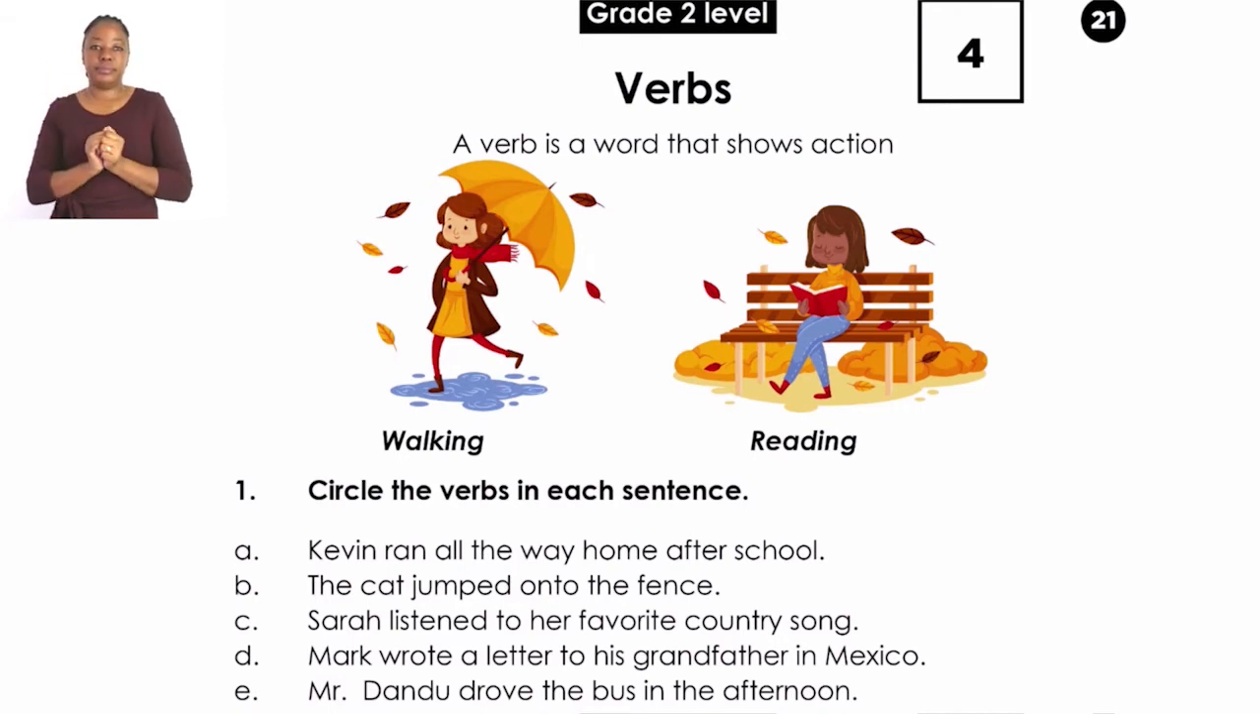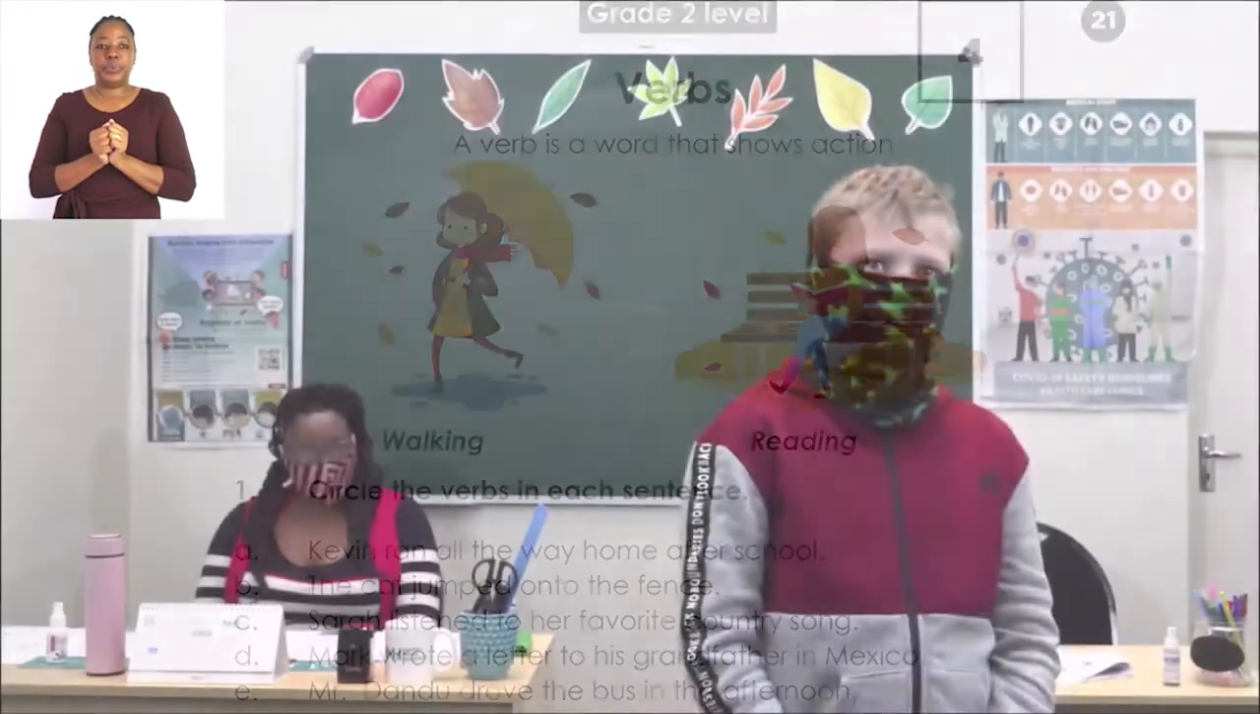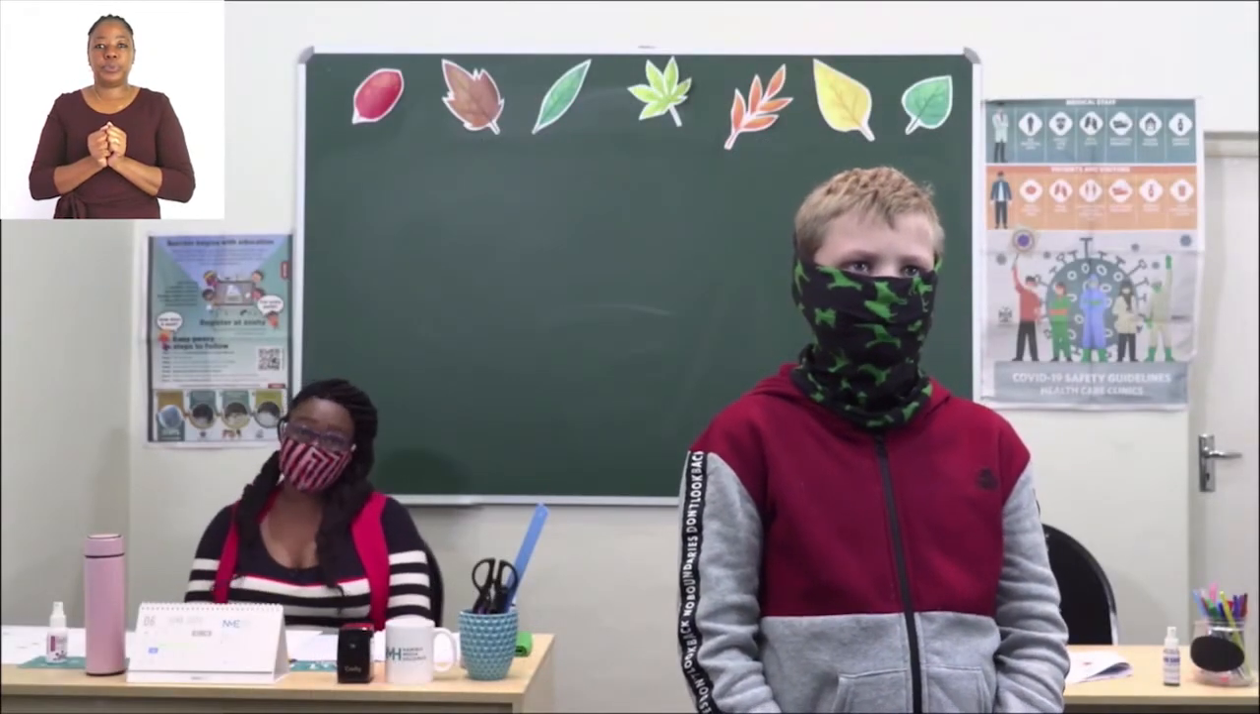Now, a verb is a word that shows an action. You can see on those two pictures, someone is walking and someone is reading. Remember, an action is something you can actually do. So we are going to do a little thing here together. We are going to do some actions together.